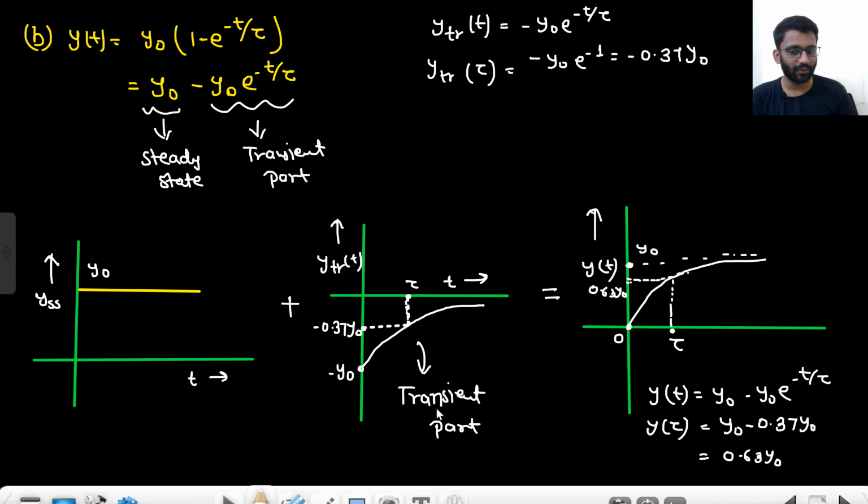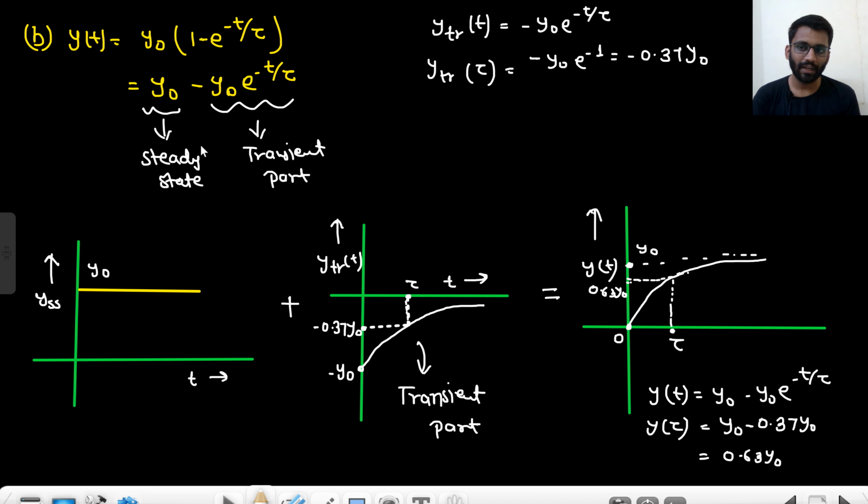There is only one definition: your transient response will reach 37% of its initial value, not the maximum value. What is the maximum value of this transient response? 0. And what is the minimum value? Minus y naught. So you can't say the minimum value. You will say the transient part will reach 37% of its initial value. It can be y naught, it can be minus y naught, it can be anything. It needs not to be the minimum or maximum. It is just 37% of its initial value, but only the transient part.